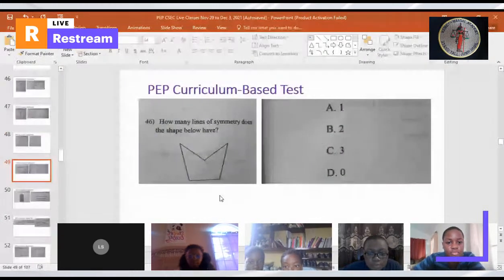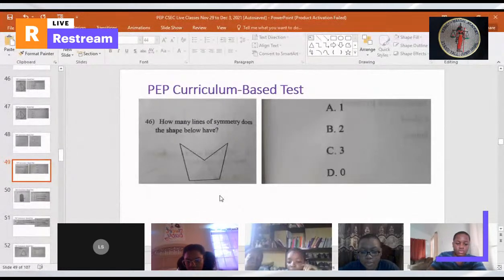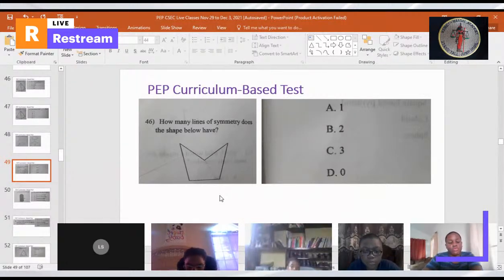Number 46. How many lines of symmetry does the shape below have? A line of symmetry is where you can cut the shape into two equal parts that are identical to each other. How many times are we able to run a line through this shape? Answer: A.